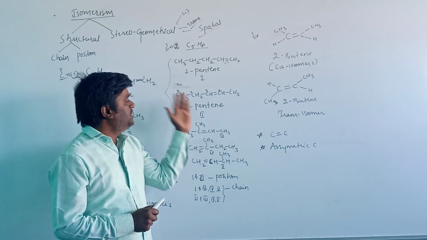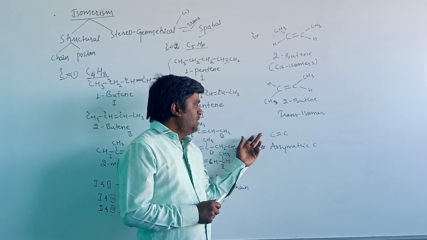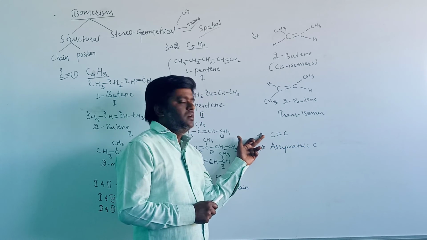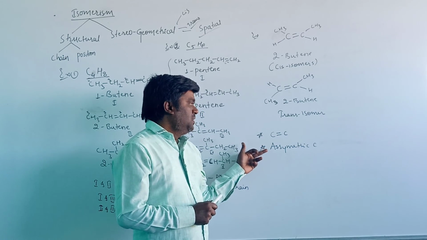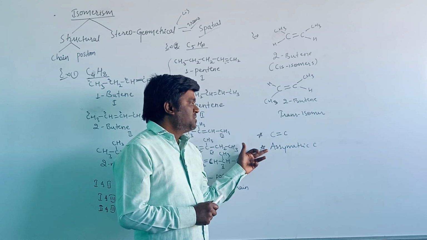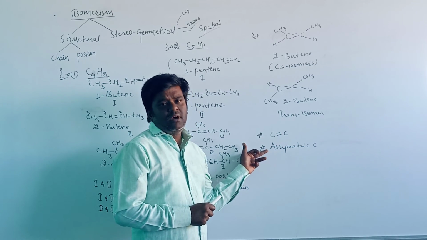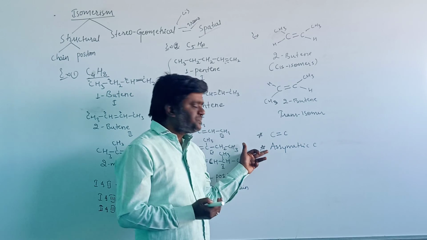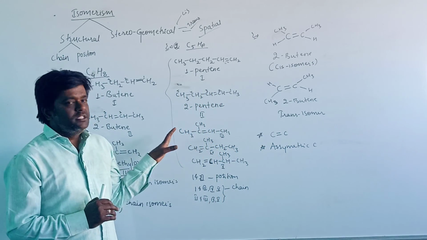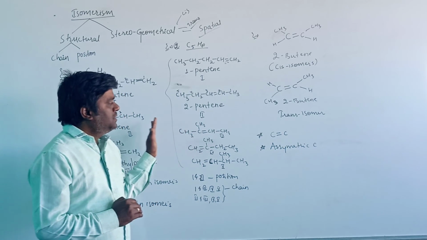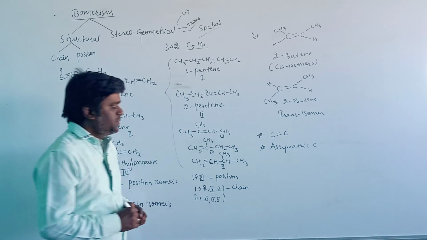The conditions for the geometrical isomers are mainly two. The compound must contain a carbon-carbon double bond, and another one is the carbon containing the double bond must be asymmetric carbon. The atom or group of atoms attached to the carbon containing the double bond must be different. Then only it will show the geometrical isomers.